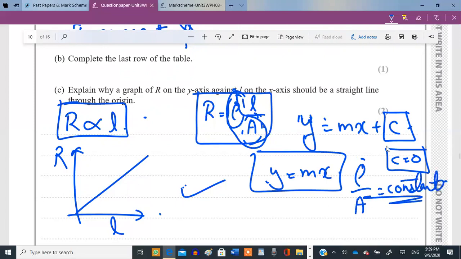Constant means straight line. See, intercept being 0 means passing through the origin. This is the intercept. If it had an intercept, for example plus 5, then this graph would have been passing through plus 5. And if this wasn't constant, then it would have been a curve. Clear? Yeah. Okay.